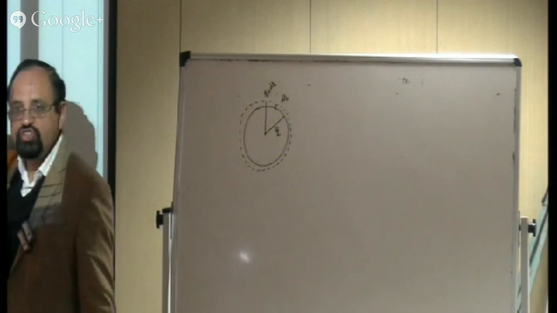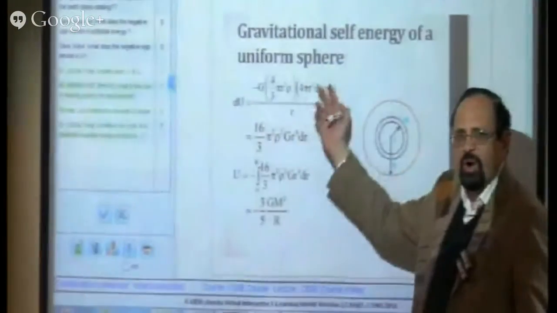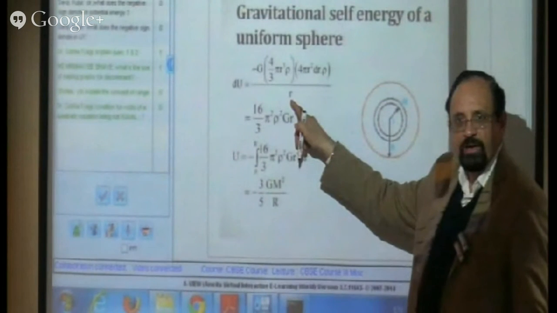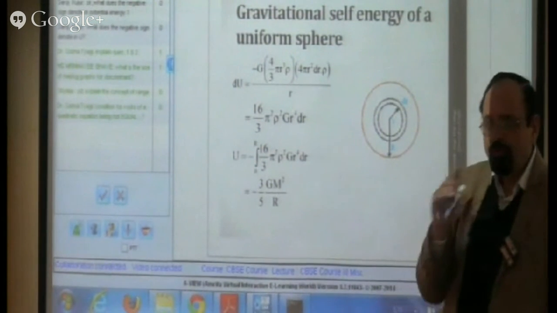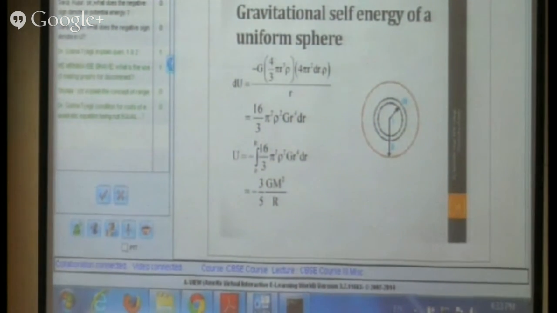Minus G, this is M1, this is M2. I'll just tell you how we get it. Divide by R. You agree with me? The potential energy expression was minus G M1 M2 by R. Agreed?